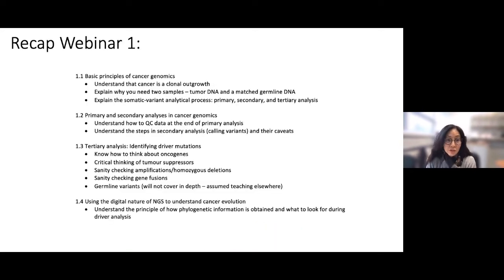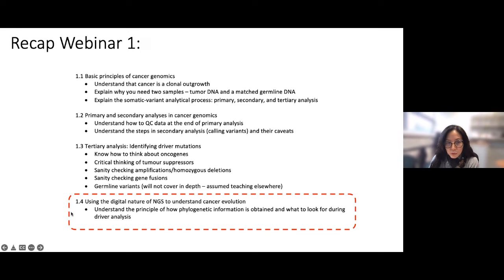Just as a bit of a recap, in the first webinar we covered the basic principles of cancer genomics, and then primary and secondary analyses in cancer genomics, which is how to QC data and how to look at the outputs from mutation calling. And then we touched on the first bit of tertiary analysis, which is to look at driver mutations, those mutations that are believed to be causative for cancer. Now, I fully recognize that I didn't cover point 1.4, which was on the digital nature of NGS and how to look at it in terms of cancer evolution. If I have time, I'll cover it today. Otherwise, I'll add it into webinar 3.